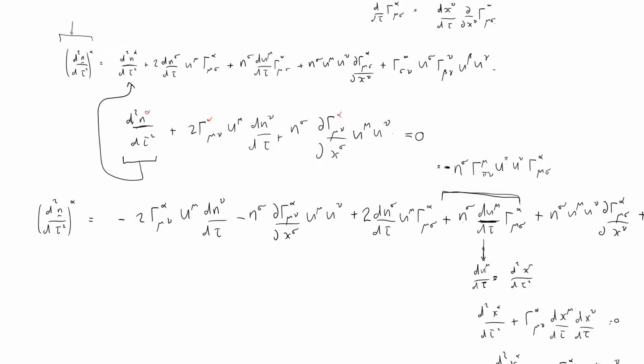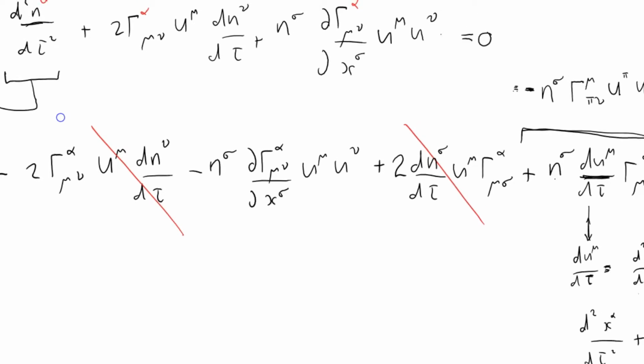I'm still working on the second derivative with respect to tau of the separation vector of two particles in free fall, in geodesic motion. I'll get my red pen out and I can start to cancel some stuff. I think that cancels with that. Let's just make sure it does.